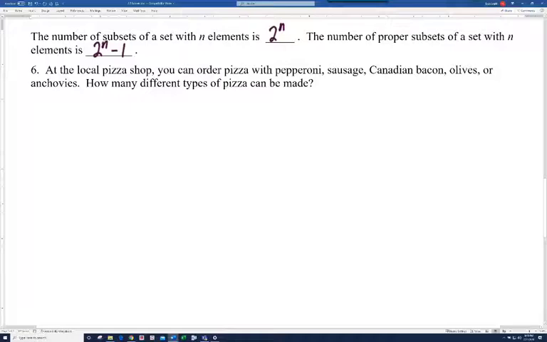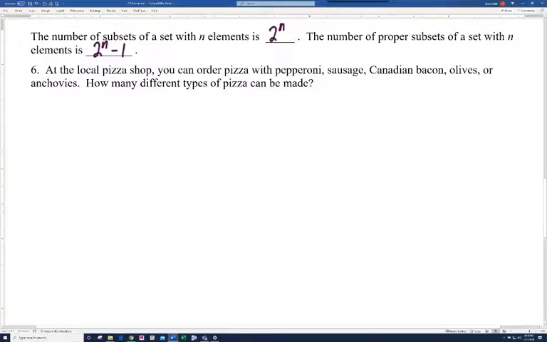Okay, so on number 6, it says at the local pizza shop, you can order pizza with pepperoni, sausage, Canadian bacon, olives, or anchovies. How many different types of pizza can be made? Well, we could have any of these toppings or none of them at all, or any combination. So this is our set, all these toppings, and we could have anything from none of them to all of them. So really this is the number of subsets of the set of all the toppings.